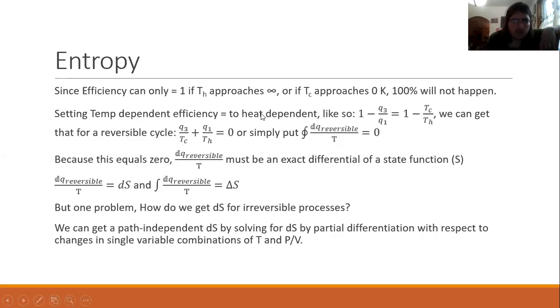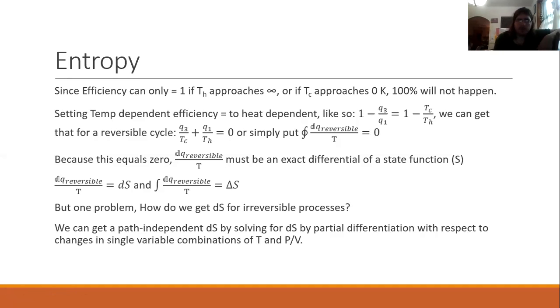we can make that an integral, where essentially the integral of the heat of a reversible cycle over the temperature, the cyclic integral, will give you 0. Now remember that Q is not a state function; it's path dependent, and so because of that, it cannot have a definite integral. But in the case of highly defined paths, we can get a definite integral.